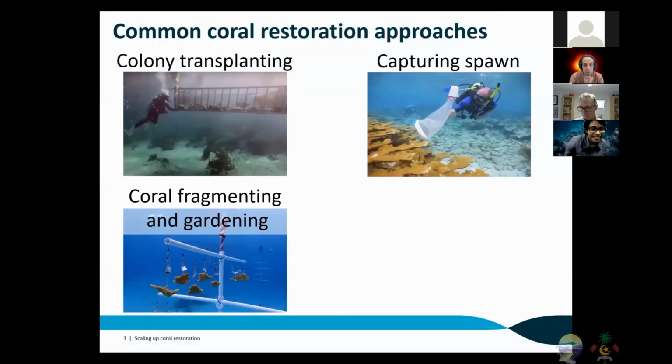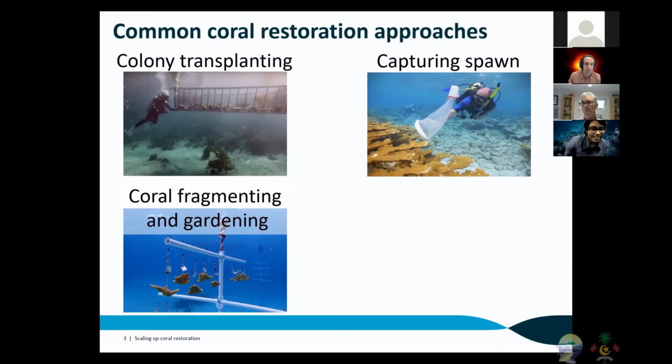And some work also into capturing coral spawn, and that's been done in the Caribbean as is photographed here, as well as other parts of the world, especially in Japan and the Philippines, for example, and some work in Palau and now some work in Australia too.